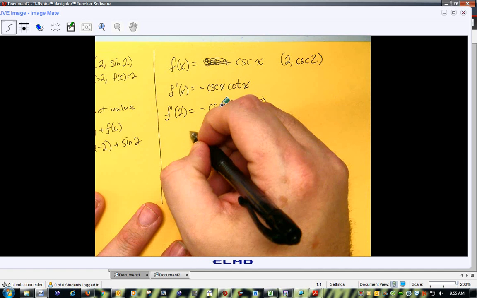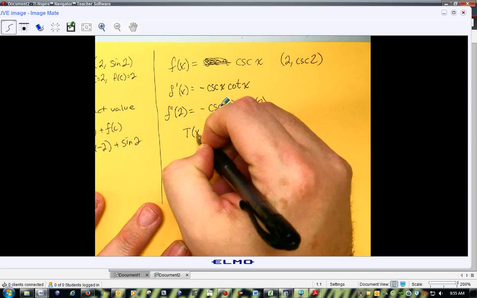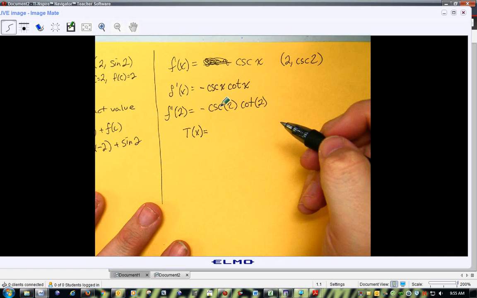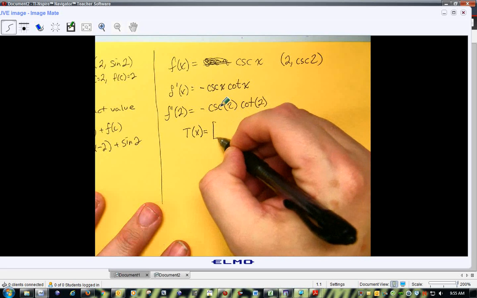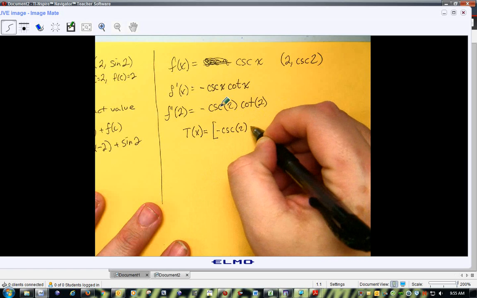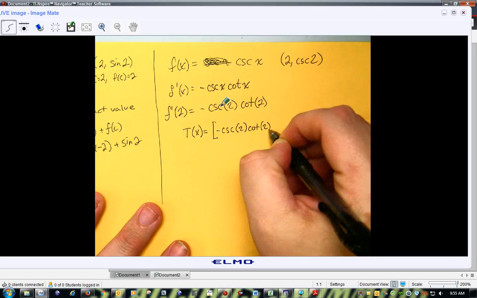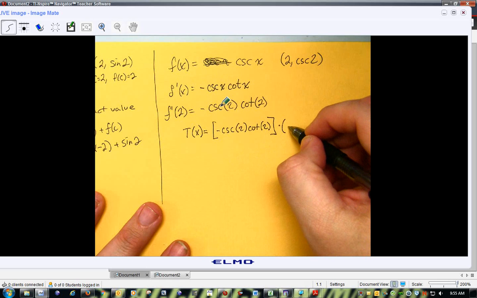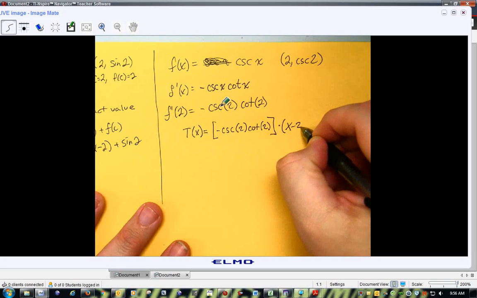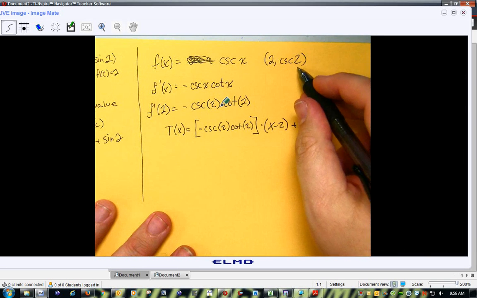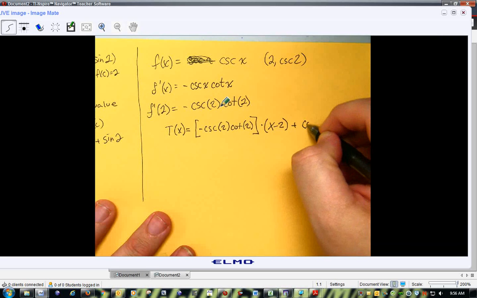So my tangent, t of x, would be the slope, which is negative cosecant of 2 times the cotangent of 2, times x minus 2 plus f of c, which is the cosecant of 2.